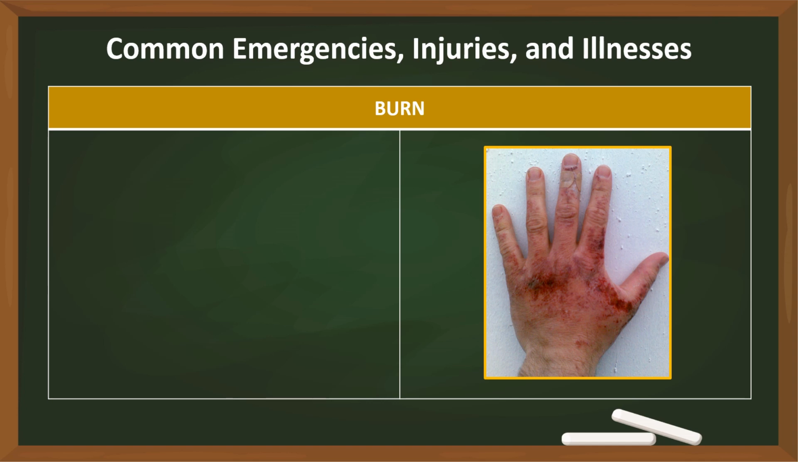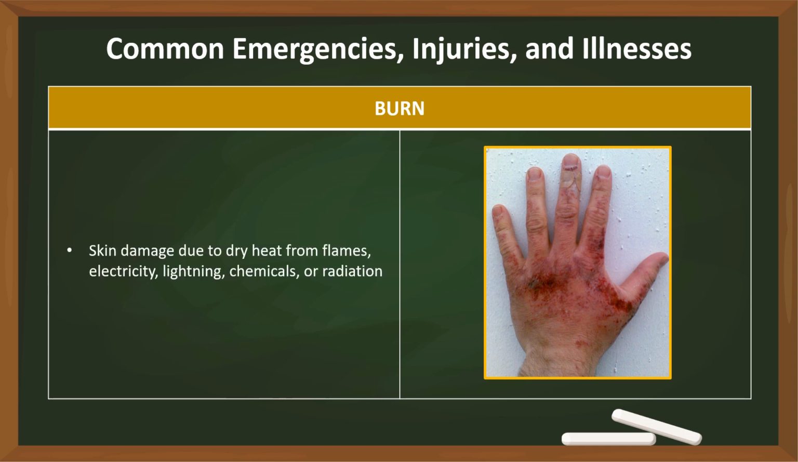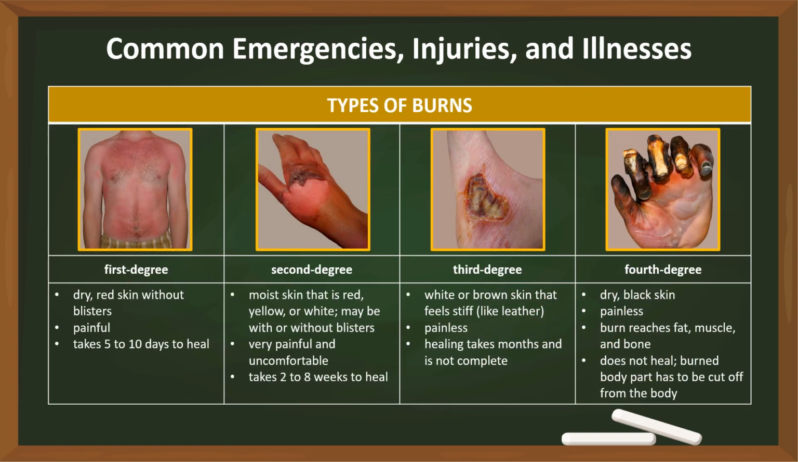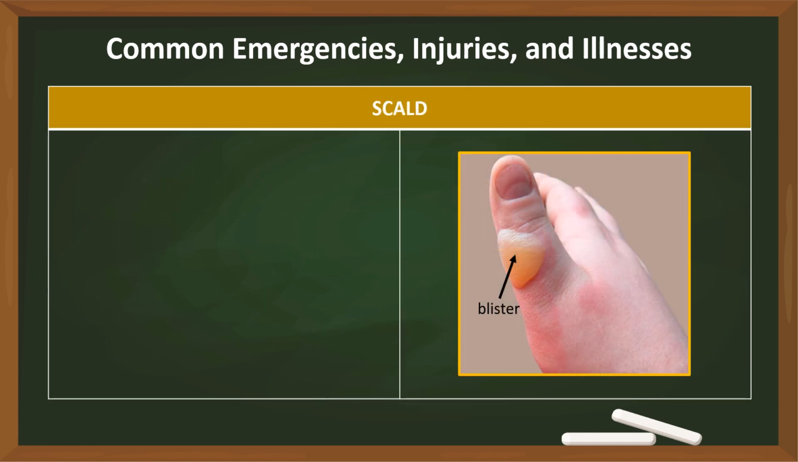Burns are another type of injury. A burn is skin damage due to dry heat from flames, electricity, lightning, chemicals, or radiation. Burns can be first, second, third, or fourth degree, depending on what skin layers are damaged. Among these four types, first degree burns are the most minor, while fourth degree burns are the most severe. Like a burn, a scald is skin damage due to heat. But scalds are caused by moist heat, for example, hot water.